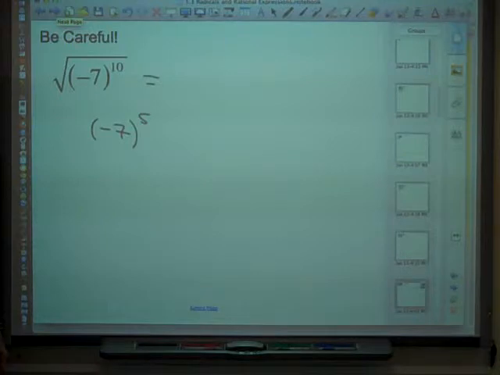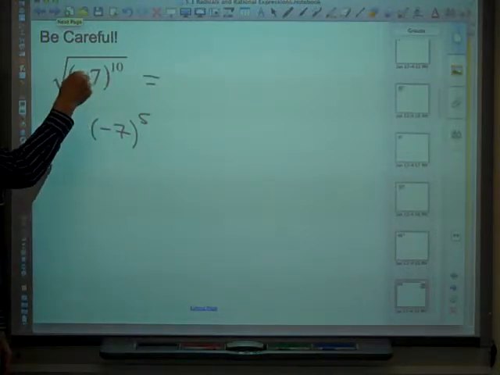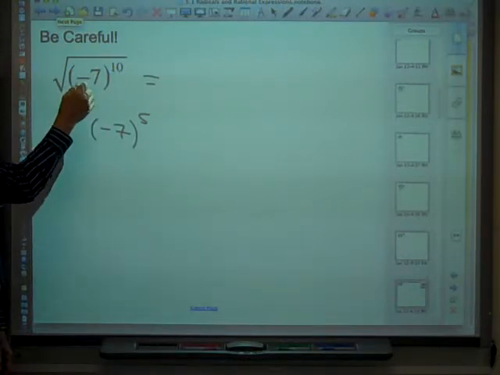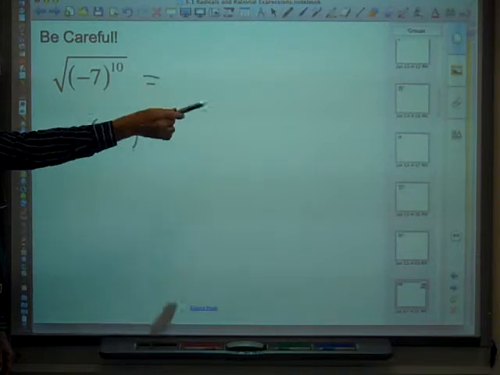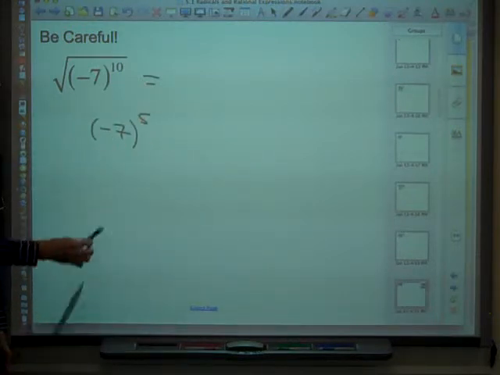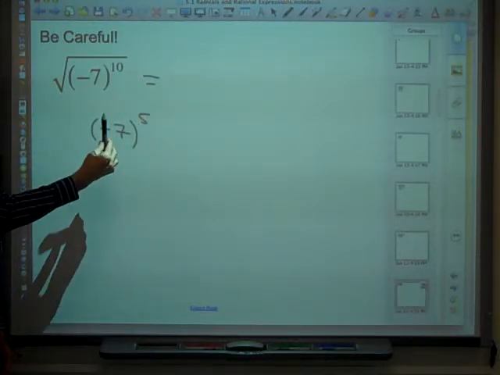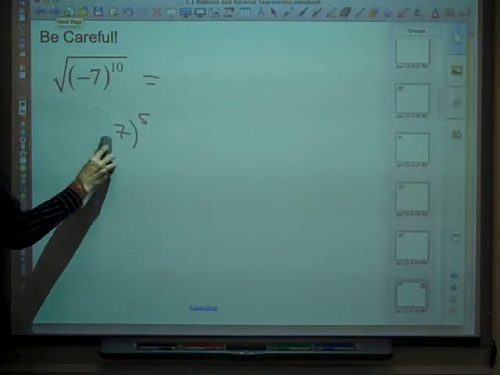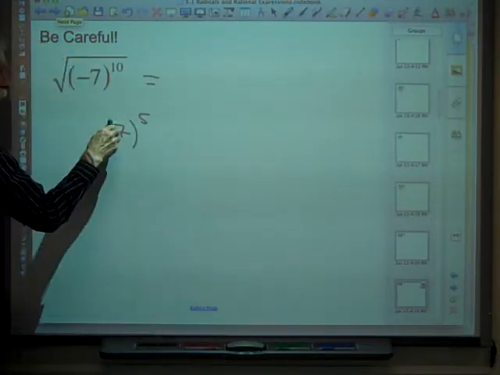Did we say we were going to get a negative answer out of this? No, because Rachel told us that a negative number to an even power is positive. So we can't get a negative answer. So what are you going to write instead of this? 7 to the 5th. You are just going to write that.